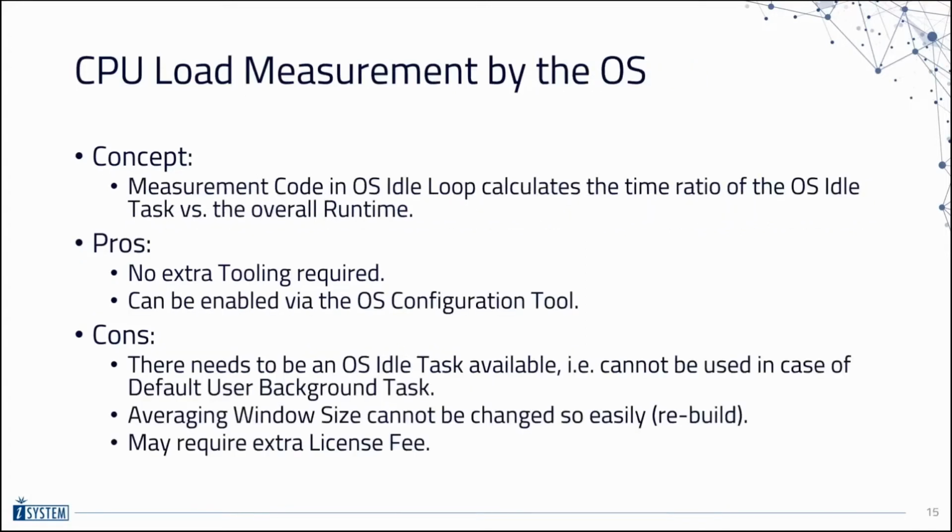The next method we'll discuss is CPU load measurement by the OS. Most RTOS or AutoSAR OSs have some measurement code built into the system to calculate CPU load based on the idle time. One added pro is the instrumentation can usually be enabled through some OS configuration tool, which makes it very easy to use. Cons are the need for an OS idle task to be instrumented by the OS. The user background task would need to be manually instrumented using the previous method. The averaging window is fixed for each build, and it may cost extra for this feature.